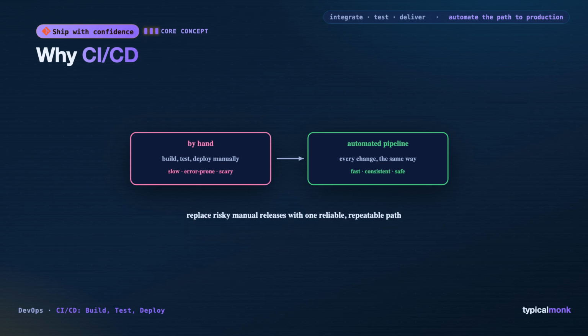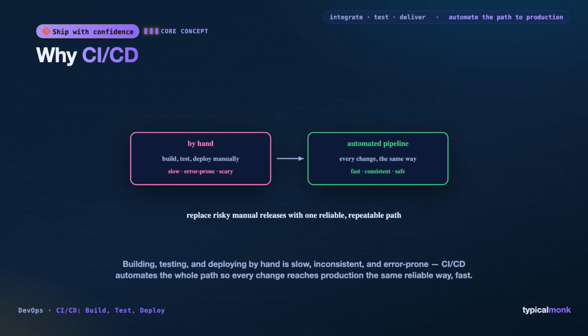The goal of CI/CD is to make shipping code so automated and trustworthy that it fades into the background. That frees your team to focus on building, not on the terror of deploying. So the takeaway: releasing software by hand is slow, inconsistent, and scary, a source of outages. So CI/CD replaces it with an automated pipeline that builds, tests, and deploys every change the same way, every time, making releases fast, safe, and routine enough that teams can ship many times a day with confidence.